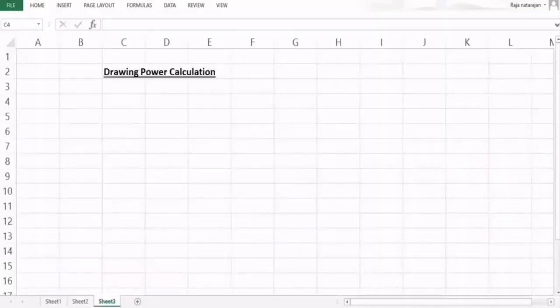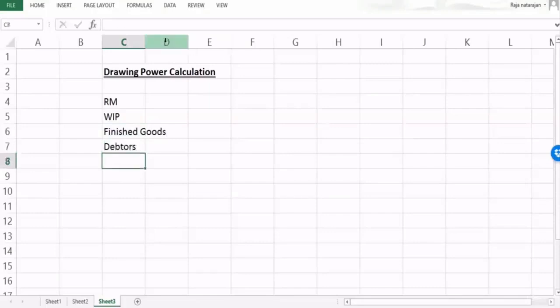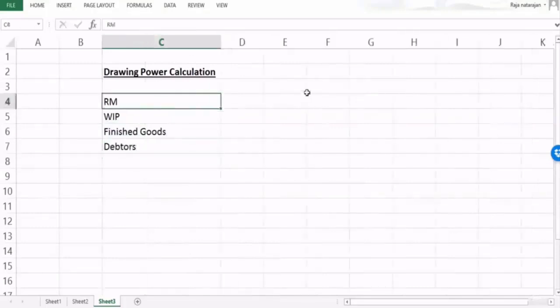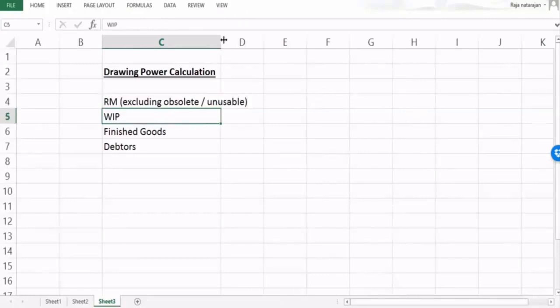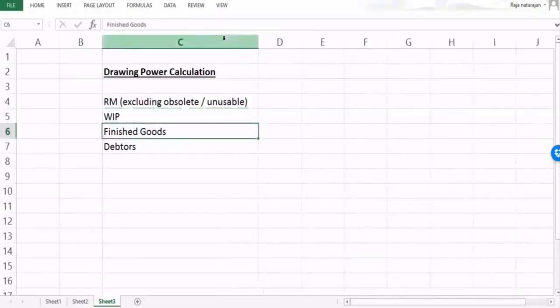Let's understand how drawing power is calculated in case of cash credit facility. Cash credit facility is basically sanctioned against inventories and debtors. So the inventories have to be divided into three: raw material, work in progress, and finished goods. Then debtors. Now within inventories, the unusable or obsolete raw materials have to be excluded, right? So we'll say excluding obsolete or unusable materials. They have to be excluded, and the same is applicable for finished goods also.